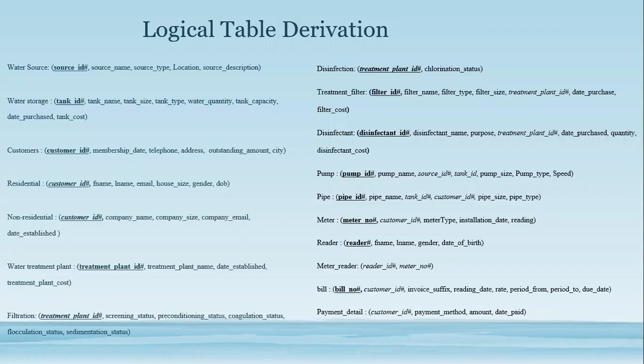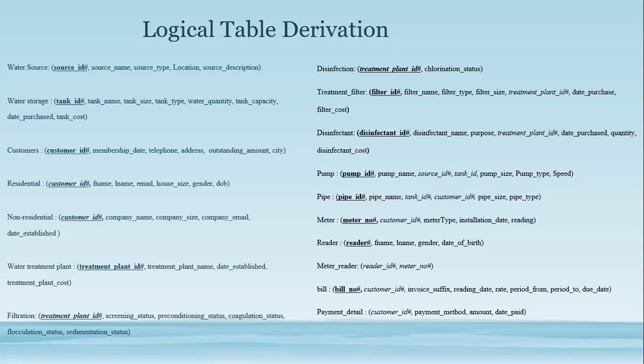Now moving on to the logical table derivation, we have the water source table, and that has the source ID as its primary key. The denotation of a primary key is being bolded, underlined, and having a hashtag. So every single attribute that has a hashtag and has been bolded and underlined is a primary key. We move on to the water storage that has tank ID as its primary key, with tank name, tank size, and tank type as its other attributes.